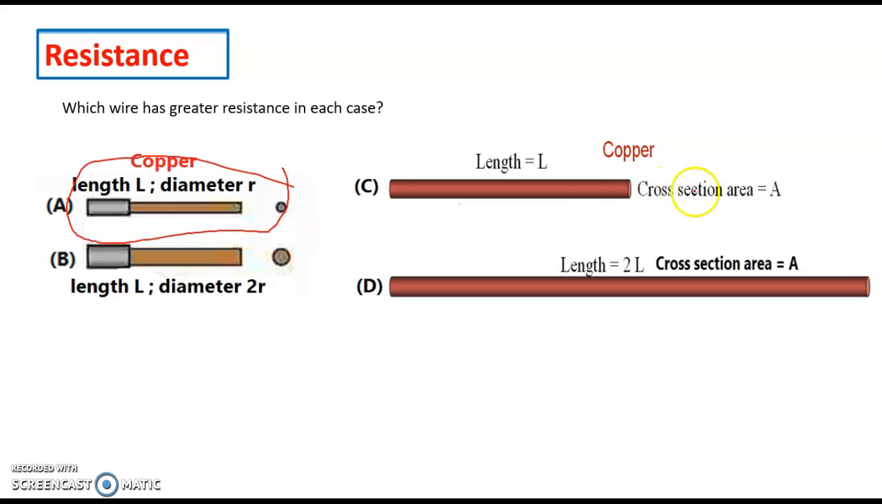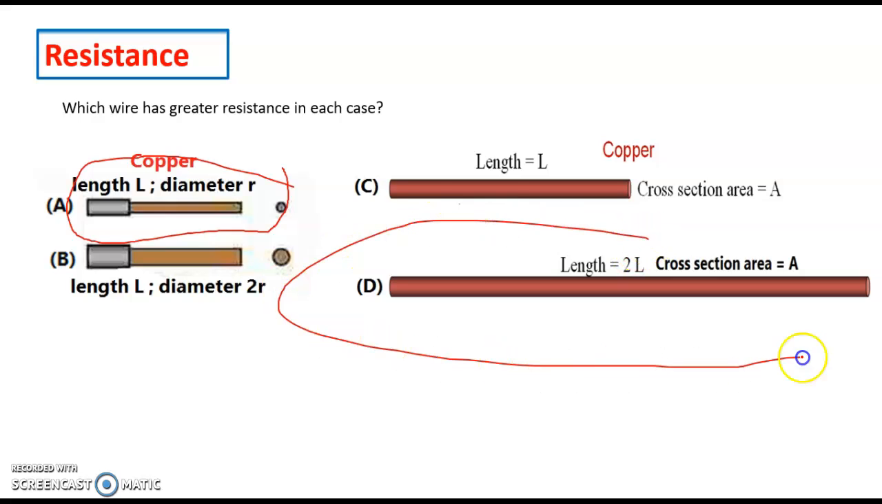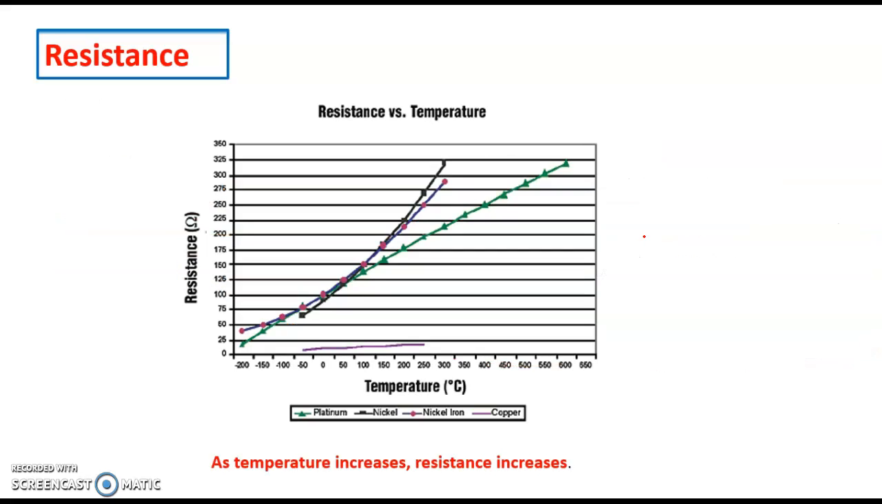Sorry, that have the same cross-section area, and both are made of copper, and both are put at the same temperature, but one is of length L and the other is of length 2L, double L. So which one has more resistance? The longer one. It needs more time for the electric current to pass through it. So these are the ones that have greater resistance.